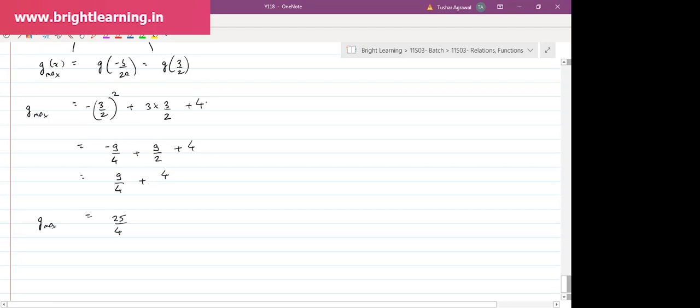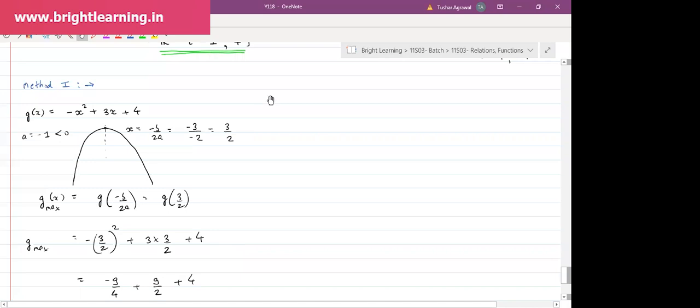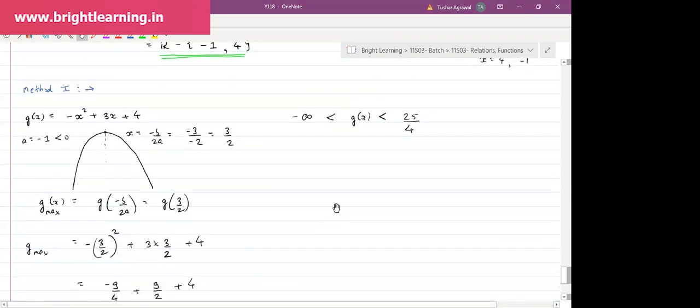So do I have the range of g of x? Yes, sir. G of x range I have. G of x, that is the denominator, takes values from negative infinity up to 25 upon 4. Correct? This was 25 upon 4. Everything from negative infinity to 25 upon 4. But I'm not interested in g of x. I'm interested in f of x, which is 1 upon g of x.